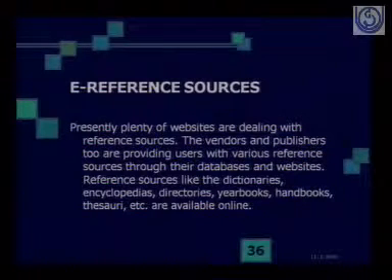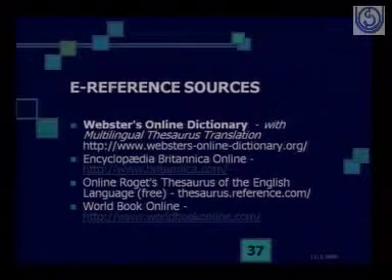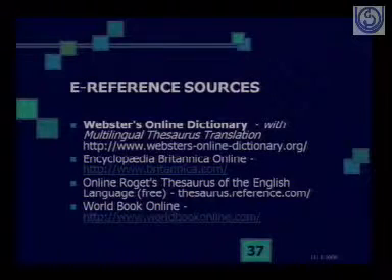One of the very famous reference sources, the Encyclopedia Britannica, which every library science student studies in their B.Lib course, they have stopped bringing out the printed version now. It's now available as an e-reference source. Then let's take a look at some of the examples. There is the Webster's Online Dictionary, with multilingual thesaurus translation. This is an e-reference source. Then Encyclopedia Britannica, like I just now said, is available online. Roget's Thesaurus of the English language is also available online. Then World Book Online is another example.